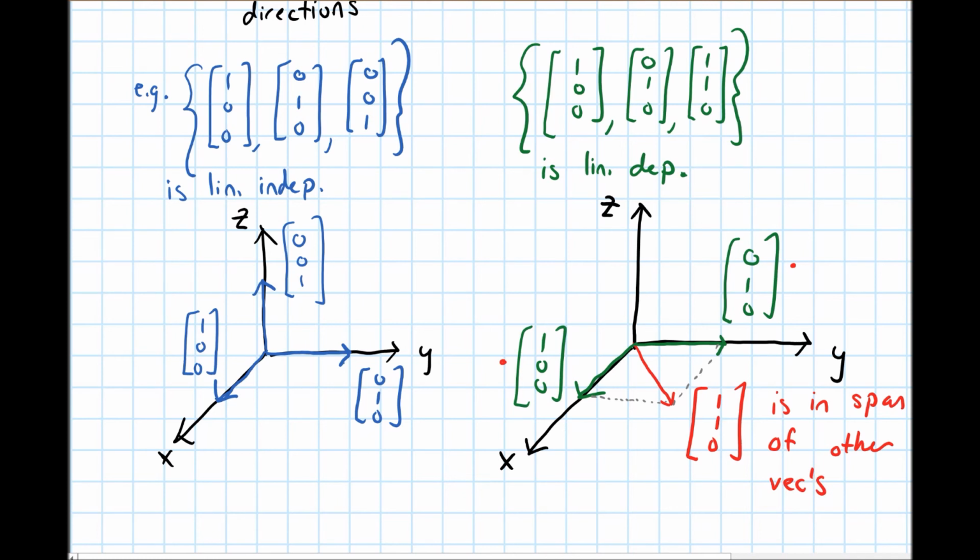So it turns out that if at least one of the vectors in my set is in the span of the other vectors, if I can write it as a linear combination of the others, then the set is linearly dependent. But I couldn't do that with these blue vectors. None of these three vectors is a linear combination of the other two. Okay, so now let me just write that result down.